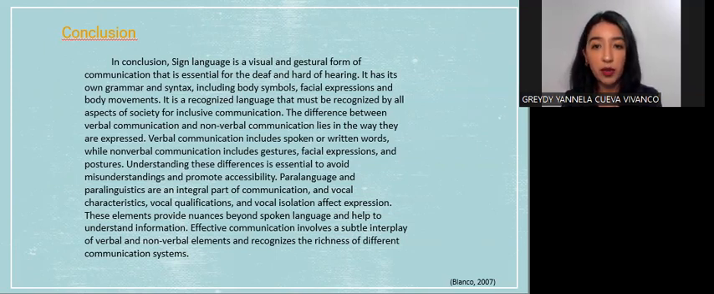The difference between verbal communication and nonverbal communication lies in the way they are expressed. Verbal communication includes spoken or written words, while nonverbal communication includes gestures, facial expressions, and postures. Understanding this difference is essential to avoid misunderstanding and promote accessibility. Paralanguage and paralinguistics are an integral part of communication, and vocal features, vocal qualifiers, and vocal segregates affect expressions. These elements provide nuances beyond spoken language and help to understand information. Effective communication involves a subtle interplay of verbal and non-verbal elements and recognizes the richness of different communication systems.